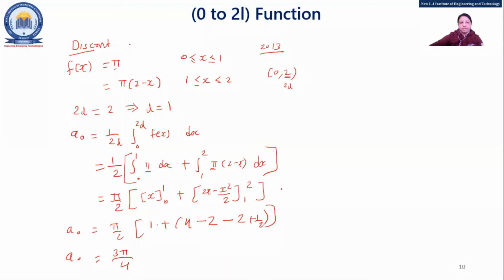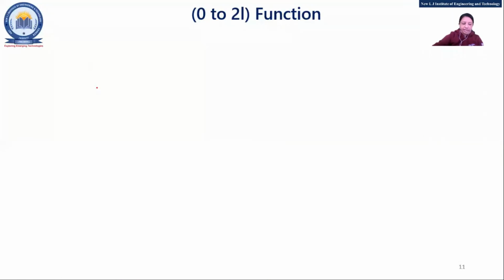Fine. Okay. If the meeting ends, you have to complete this example at home. An equal to 1 upon L, 0 to 2L, f(x) cos(n pi x) dx. I'm not writing L because it is 1 here.